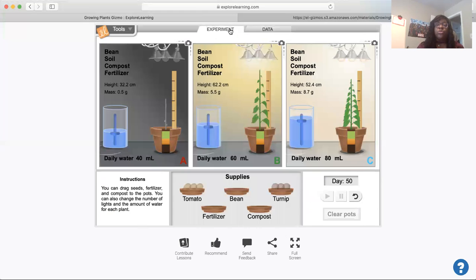If we go back over to our experiment, we can see that even though plant B is pretty tall, plant C looks a lot healthier.